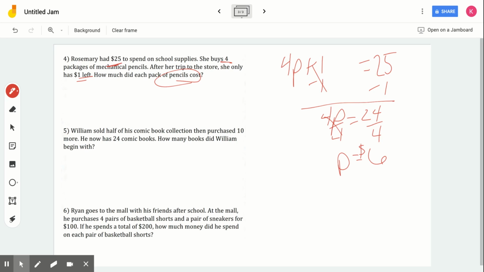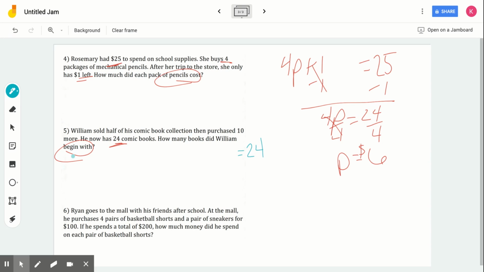Now, if you look at number 5, it says William sold half of his comic book collection, then purchased 10 more. Now he has 24 comic books. How many books did William begin with? So we're trying to figure out how much he started with, and we know that he has 24. So we have to set our equation equal to 24 because that's what we're working with here.